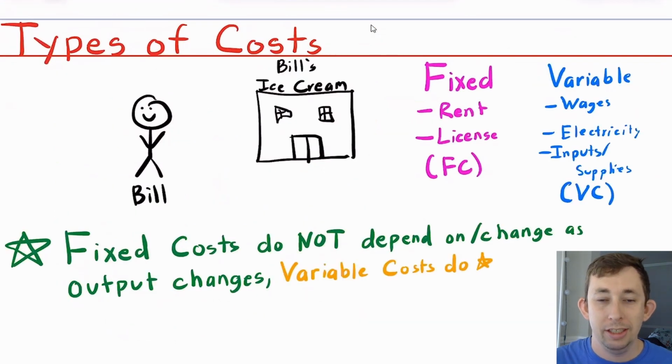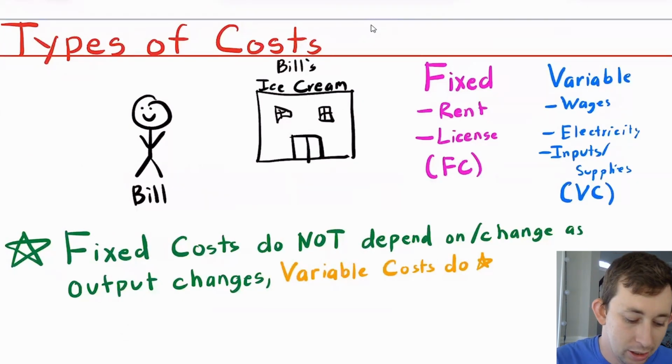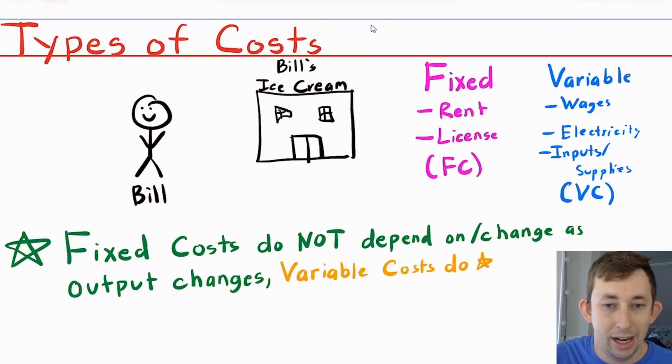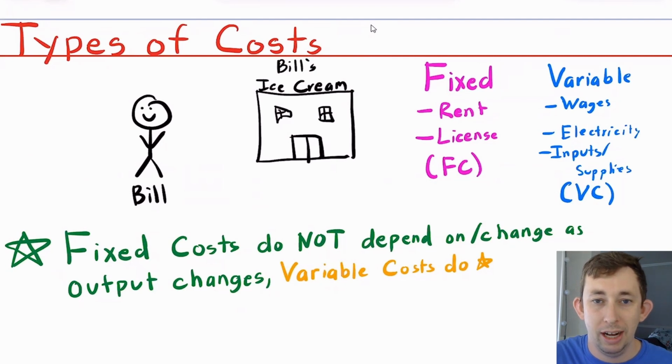Before we dive in, let's just do a motivating example. Let's talk conceptually about the types of cost functions. So here's Bill. Bill is going to own an ice cream store. So here's Bill's ice cream store. And Bill's ice cream store, as he runs his business, he has a couple different types of costs. He's got fixed costs and he's got variable costs.